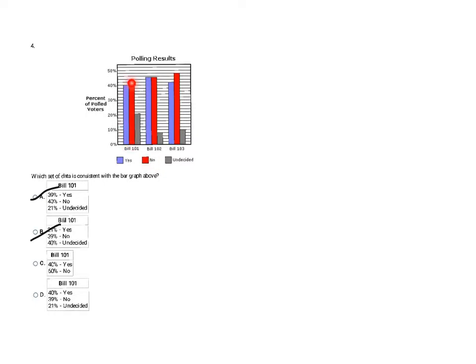And then my no is at 39%. And so C doesn't have the correct no, and it also doesn't have undecided, but D has 39%. And if I look at undecided, it's also at 21%, so that also matches. So my final answer is definitely D.